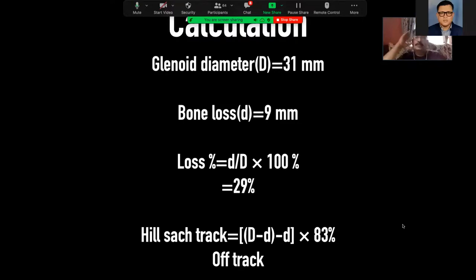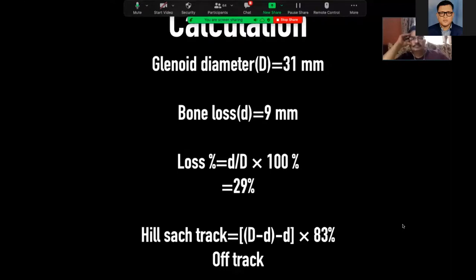Absolutely. So this Hill-Sachs tracking diameter is almost about 83% of the total anteroposterior diameter of the glenoid. This has been proven by a cadaveric study by Itoi and Yamamoto. So if there is bone loss in the anterior inferior glenoid, this tracking diameter also decreases because the anteroposterior diameter of the glenoid has decreased. So 83% of a decreased diameter is anyhow less.